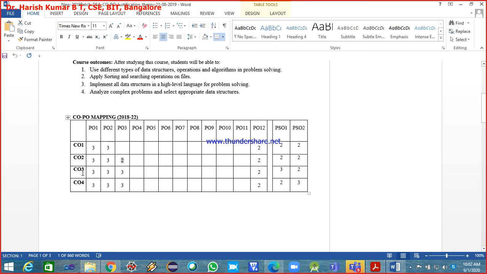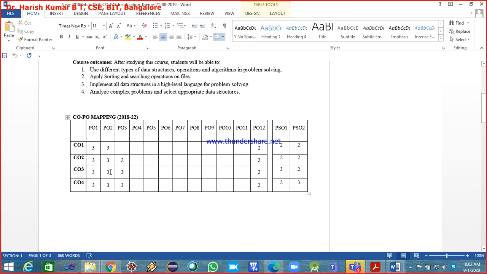And CO3 to PO1 is 3. So PO1 is basic engineering knowledge. For you to understand all these things, the basic engineering knowledge is essential. So hence it is completely mapped, and PO2 is 3, and CO3 to, so implement all data structures using this. So it is completely mapped to PO3, because you'll be implementing all the data structures which I showed you in the syllabus.